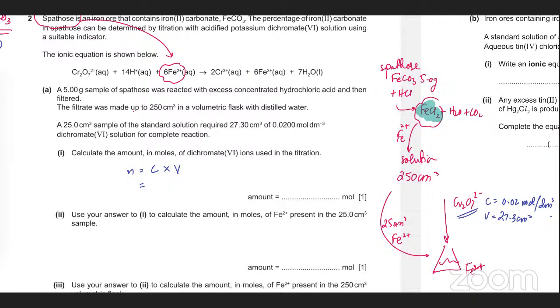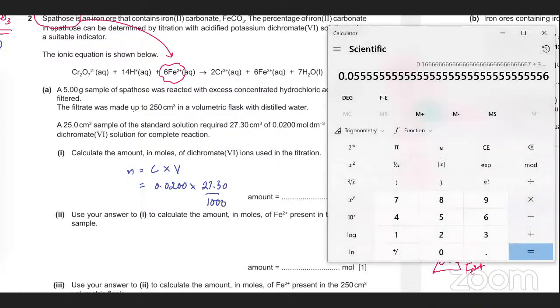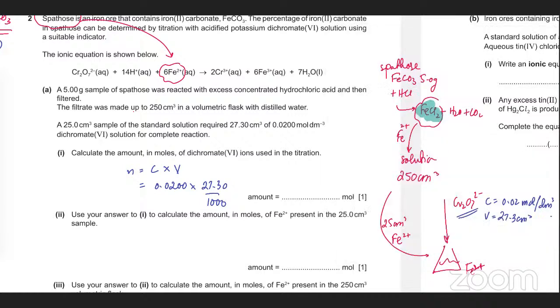So concentration times volume, it's going to be 0.0200 multiplied by 27.30 divided by 1000. So how many moles do we get for this? 5.46 times 10 to the power minus 4 moles. And I think that's an exact value.